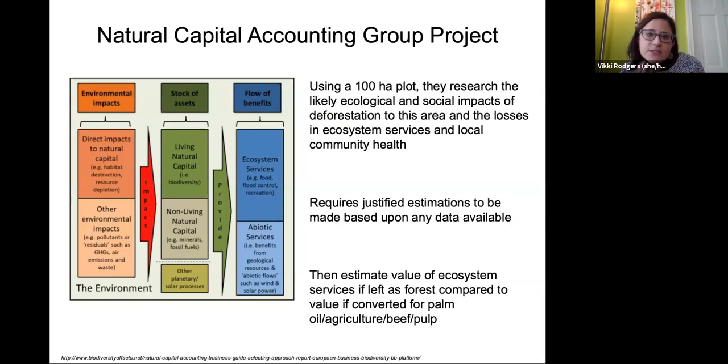And so what I have students do is frame their thinking around roughly a 100-hectare plot, and then research the ecological and social impacts of deforestation to this area, and start to calculate and estimate the losses of ecosystem services and therefore the impacts and connections to community health. So in the class as a whole, we do a lot of systems thinking and connections of socio-ecological systems. And so I really want them to be able to highlight how ecosystem services would change with these shifts to a deforested area and how that would impact the local community.